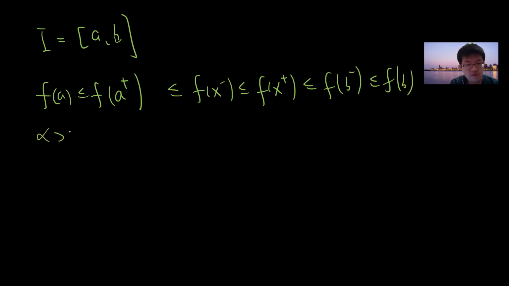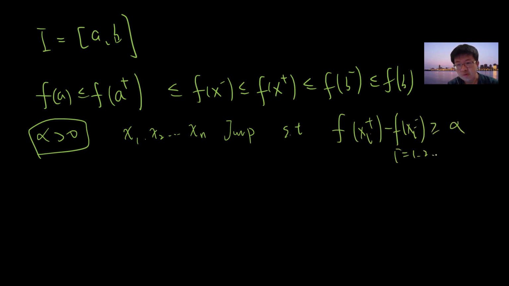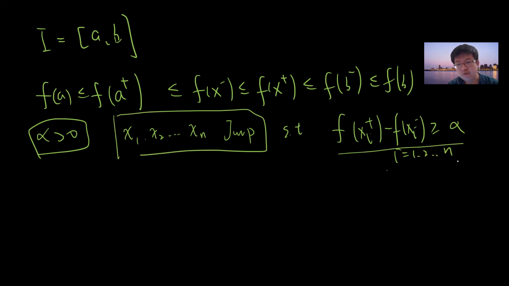Okay, so suppose that alpha is greater than 0, and I take the points which are discontinuous. Let's say I get x1, x2, up to xn, each of which is a jump, where jump means that the right and left limits are different, such that f(xi+) minus f(xi-) is greater or equal to alpha. So suppose I take n jumps such that they satisfy this condition.